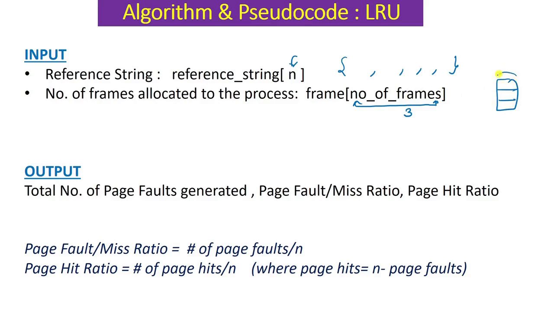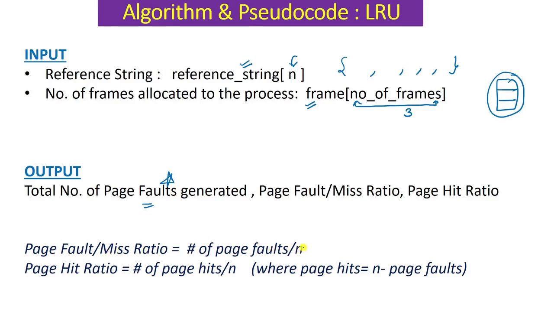This will be like main memory, or 3 frames inside the main memory. So we create a reference string and a frame array of these sizes. After that we get the output, and we have to print the total number of page faults generated after the CPU accesses these pages. We have to print the page miss ratio or page fault ratio, and the page hit ratio. These three things we have to print, of which the page fault count is the key thing that we must print.